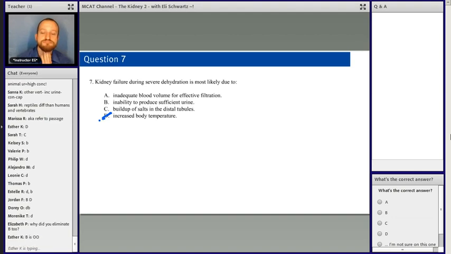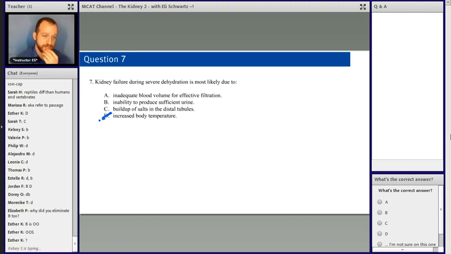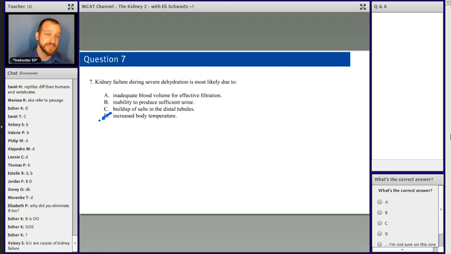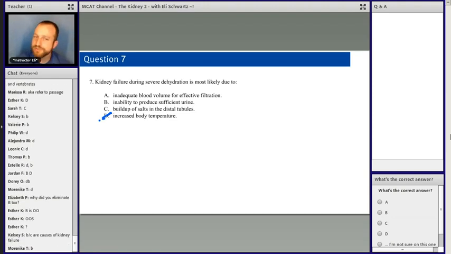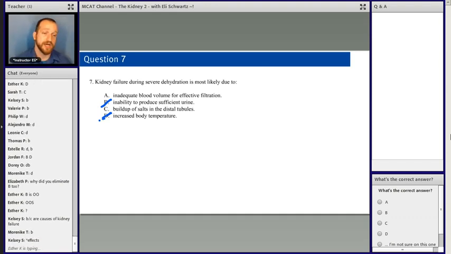Now, B, thank you, Esther. I saw Jordan get rid of it as well, right, Elizabeth? If we're talking about due to, inability to produce sufficient urine is a subsequent consequence that we would expect to see, but not an original cause. It would be the effect. Yeah, Kelsey. So, okay, we're down to A, inadequate blood volume.